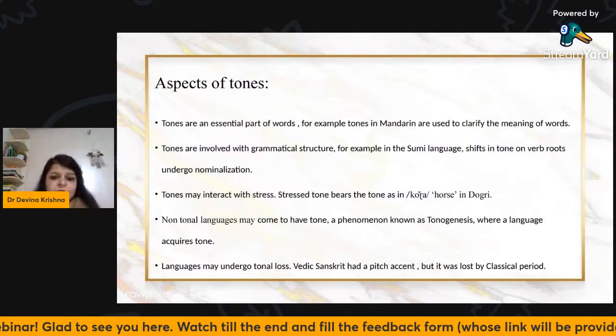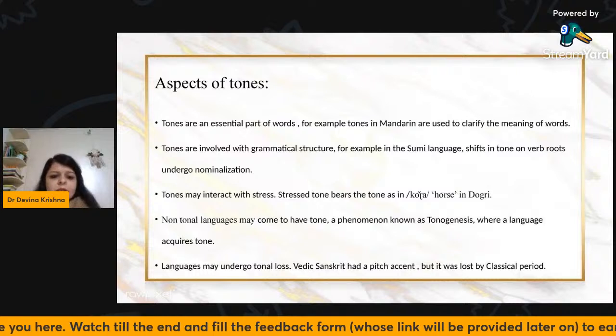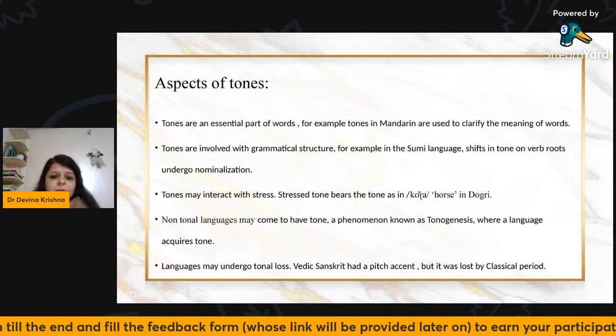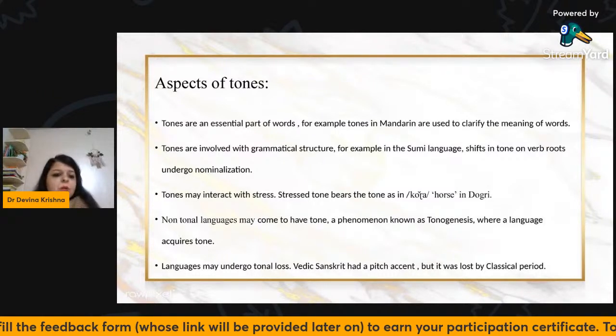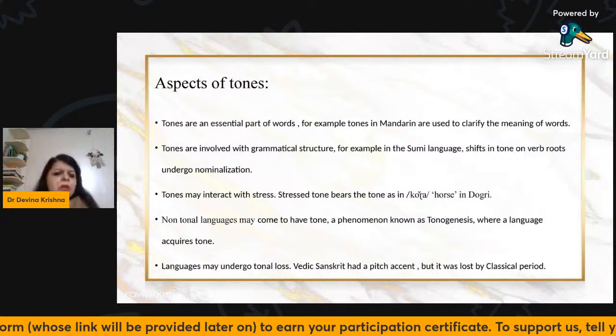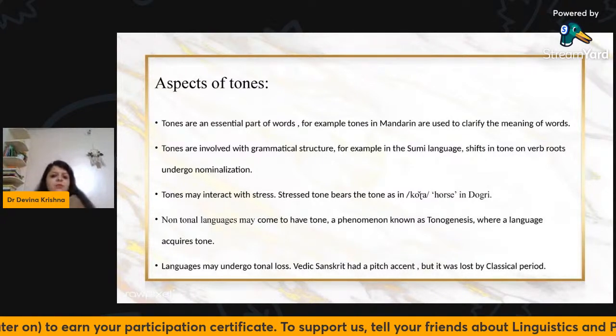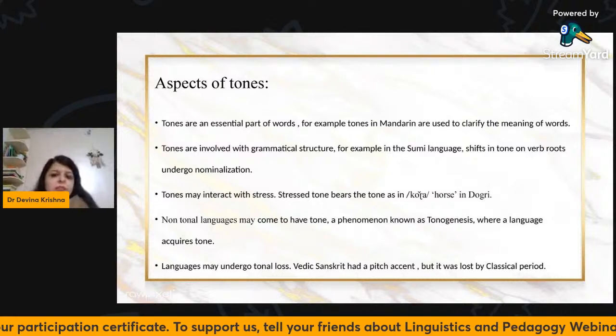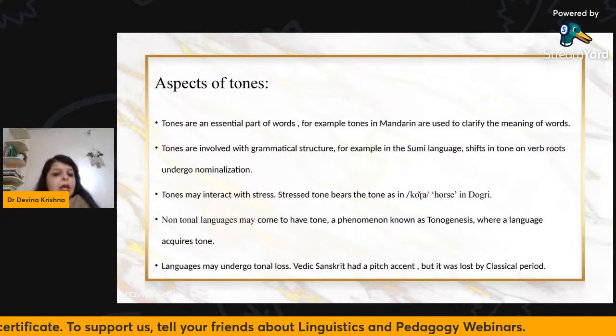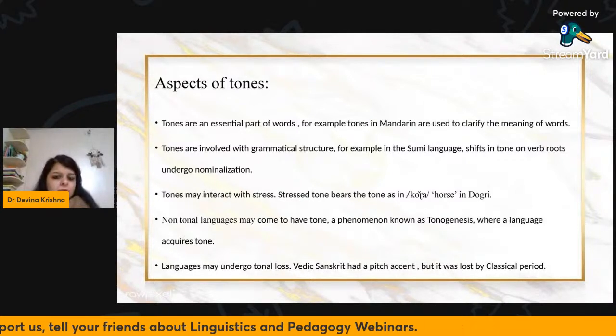Tones are involved with grammatical structure. For example, in the Sumi language, shifts in tone on verb roots undergo nominalization. So there are other grammatical functions also which tone performs. So, for example, in Sumi language, what happens? There's a shift in tone on verb roots, and as the tone shifts, the verb undergoes nominalization.